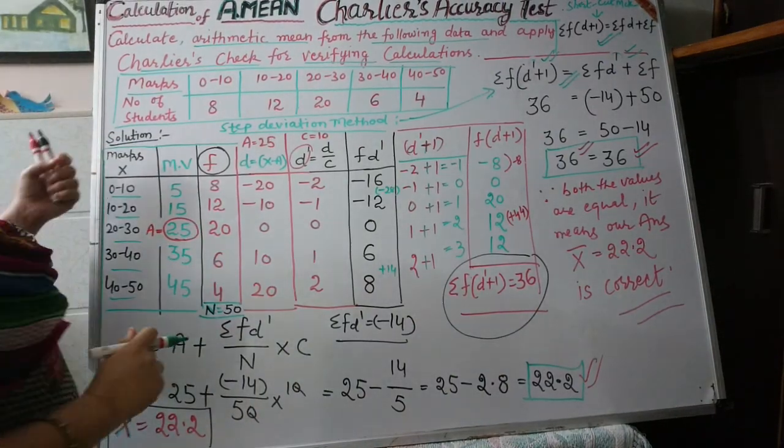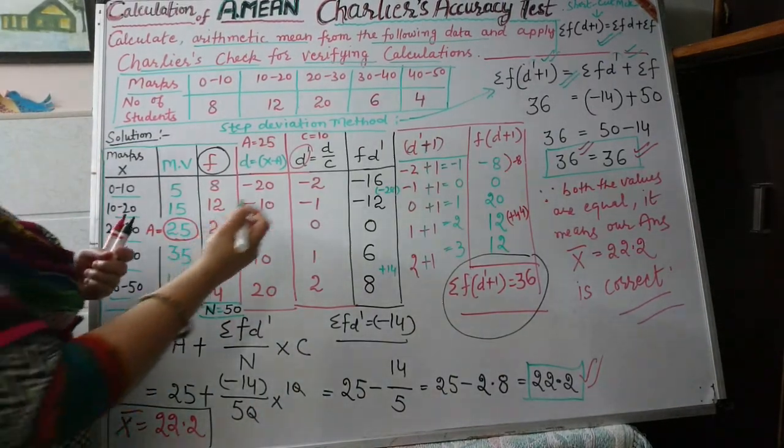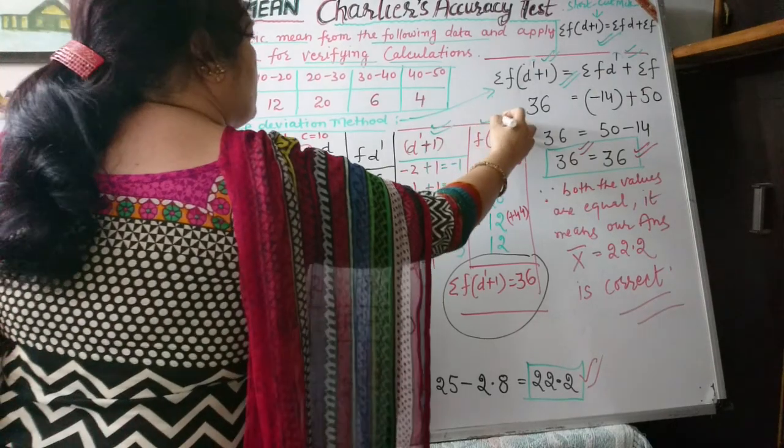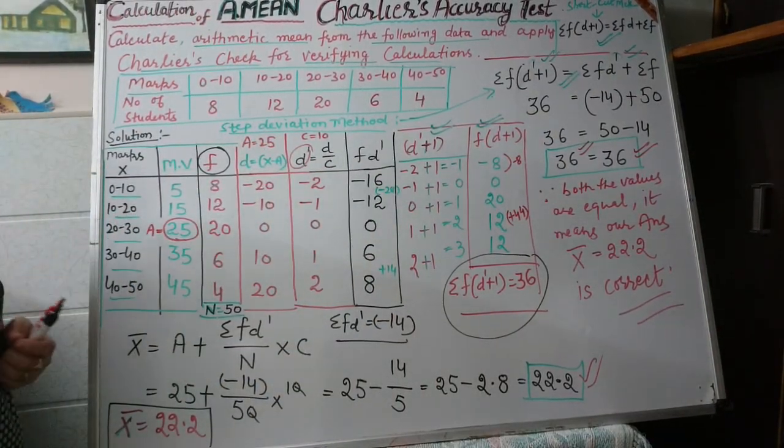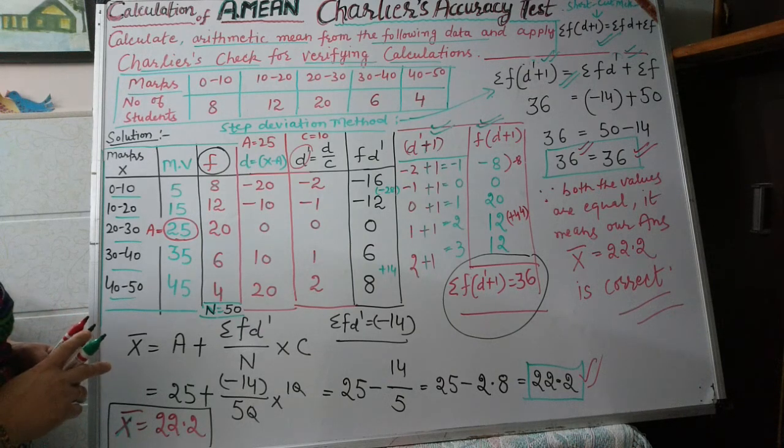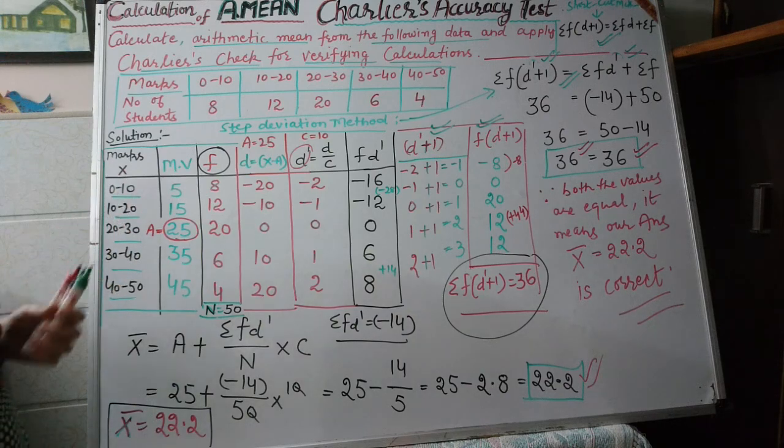So this is a very easy method. You have applied just 2 extra columns, through which we can check either the question is correct or not. So that's all regarding this Charlier's accuracy test.